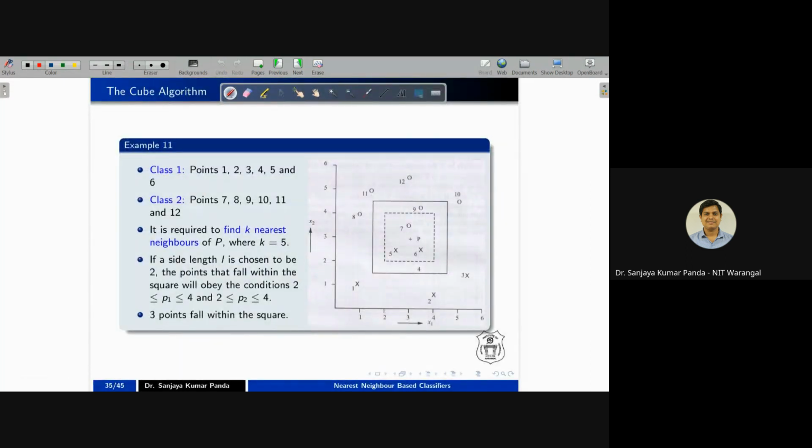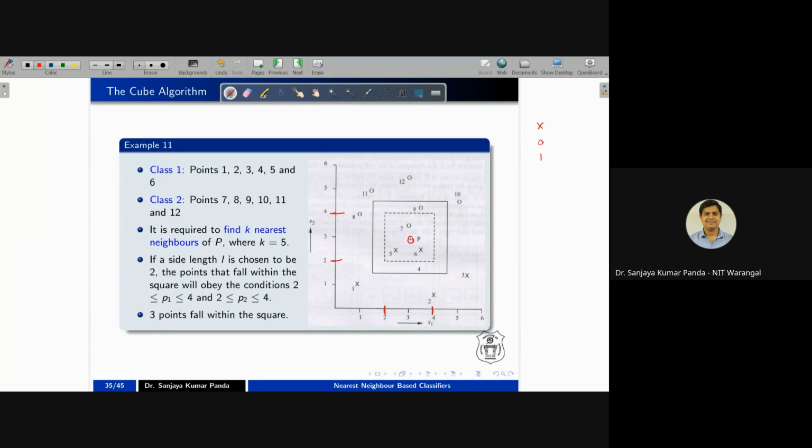Now come to the Q algorithm. In the Q algorithm, like here you can see there are two types of pattern I am using. One is class 1, represented as, let's say, a cross, and class 2 is represented as a circle. So 1, 2, 3, 4, 5, 6 belong to class 1, and 7 to 12 belong to class 2. Suppose I need to find with k equal to 5. So I have to select a window. For example, I am choosing the window between, let's say, 2 to 4 on the x-axis and 2 to 4 on the y-axis. This is my test pattern, represented as plus.